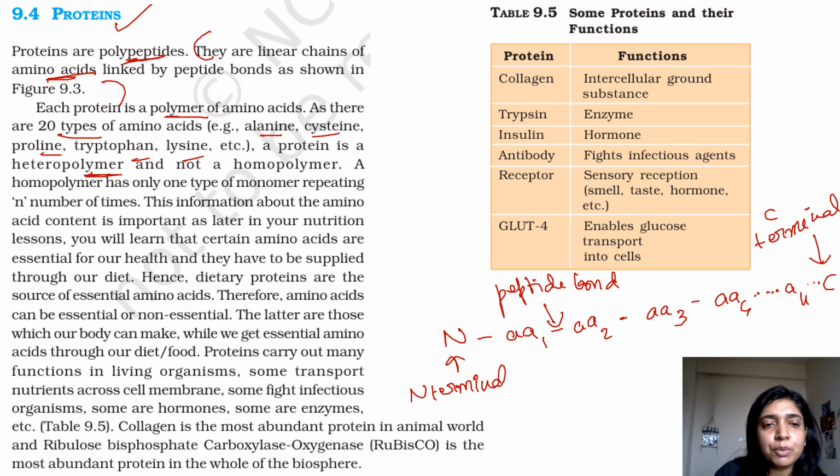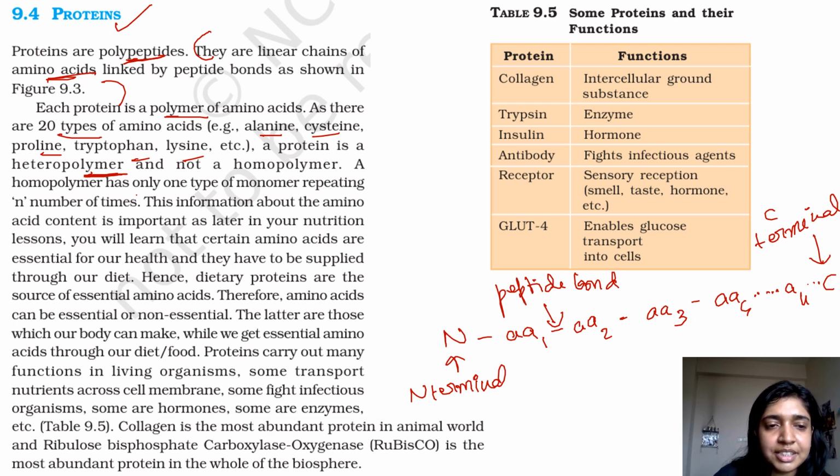A protein is a heteropolymer. That means any amino acid can come and join depending upon its sequence, right? And since any amino acid can come and join, it forms a heteropolymer. A homopolymer has only one type of monomer repeating n number of times. So in general, the proteins that are present inside our cells are heteropolymers. That means a random arrangement of different types of amino acids depending upon the genetic coding that was there for that protein.